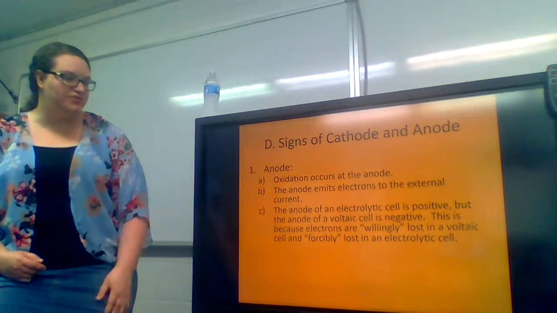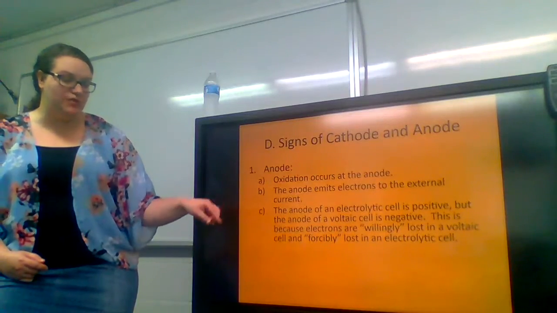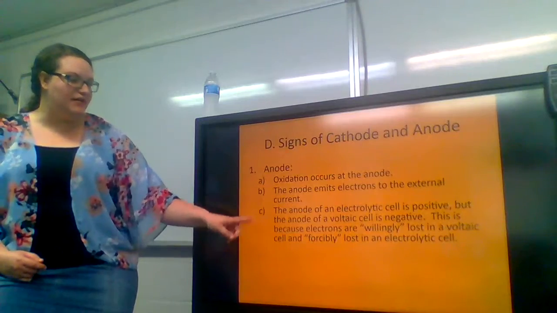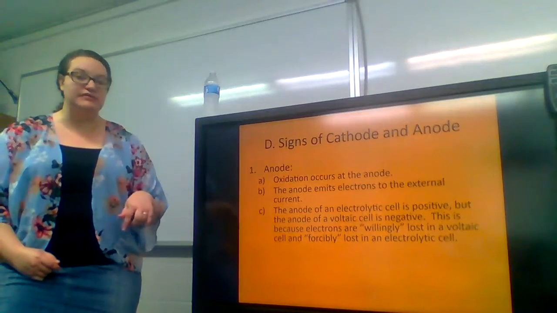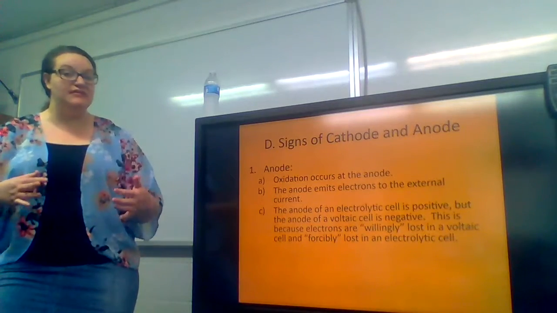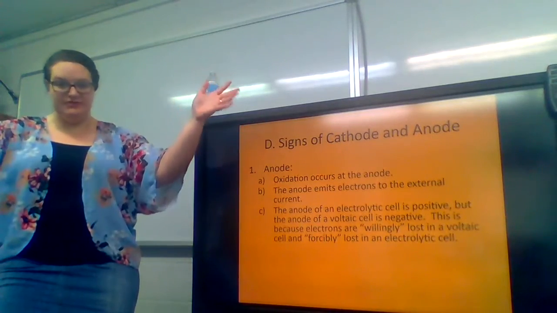This is because of electrons, not electrodes. Electrons are willingly lost in a voltaic cell and forcibly lost in an electrolytic cell. So an electrolytic cell has to be made to give them up, versus a voltaic cell, it just says, I don't want them anymore, take them.